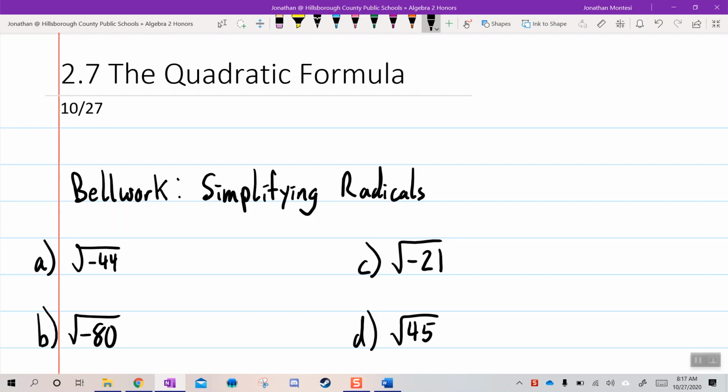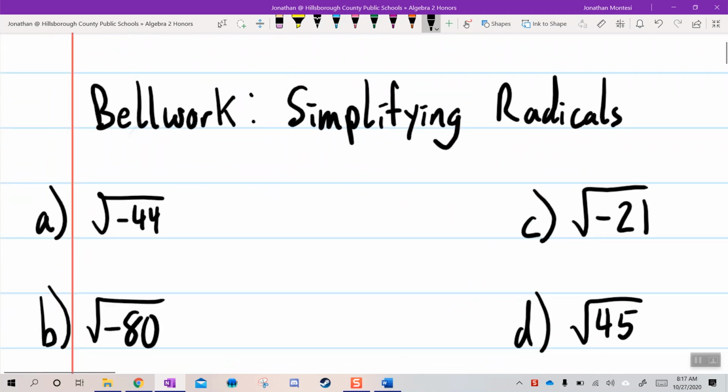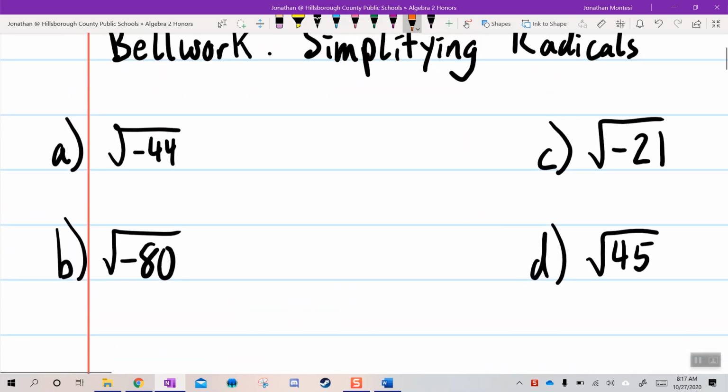So, the very start for this, I'm going to try to keep these videos like I would in class. I'll give you bell work. I'll tell you a time to pause the video and try problems on your own before you keep playing the video. So this is the bell work part, simplifying radicals. This is something you absolutely need to know how to do before we go into the quadratic formula.